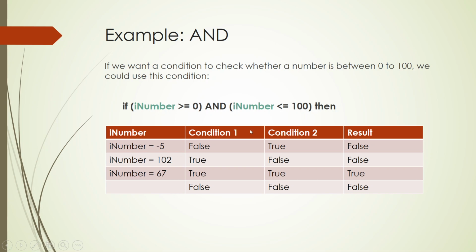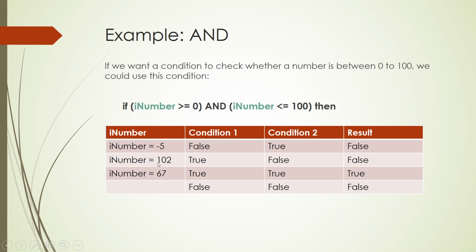So let's look at, if I were to test if I number equals -5, in my first condition I'm checking, is -5 greater than or equal to 0? My condition evaluates to false. And is -5 less than or equal to 100? My condition evaluates to true. Using the AND operator, false and true, my end result is false.